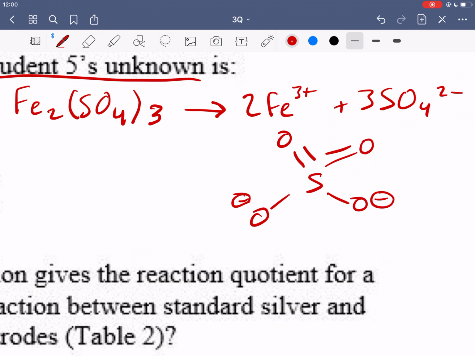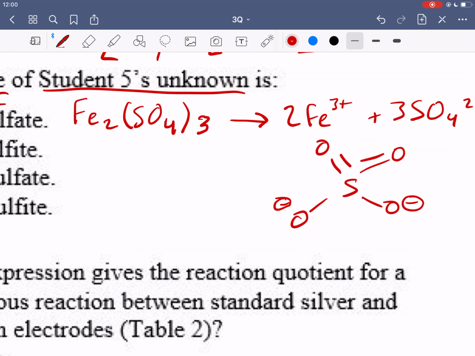If I ever forget for a sulfur compound or any other compound what the charge is, then I try to draw it out, and I just know from doing a lot of practice that sulfur has 6 bonds to it, so it leaves 2 oxygens with a negative charge, so it's going to be 2-.